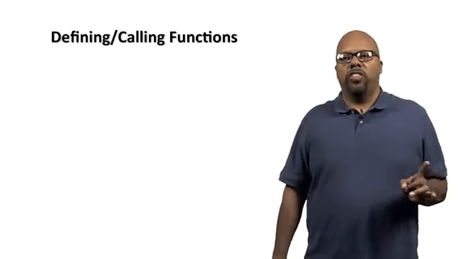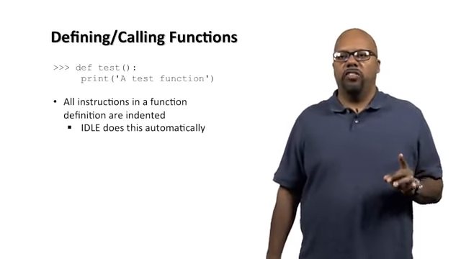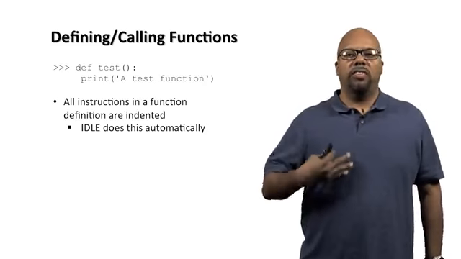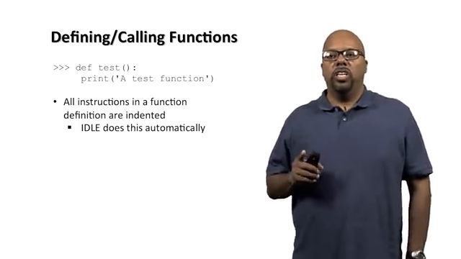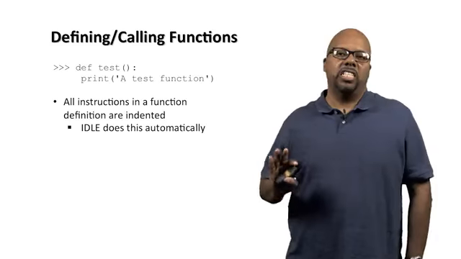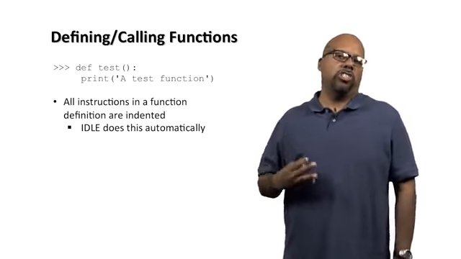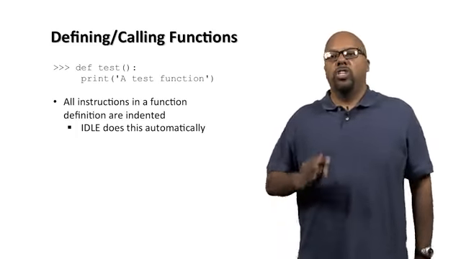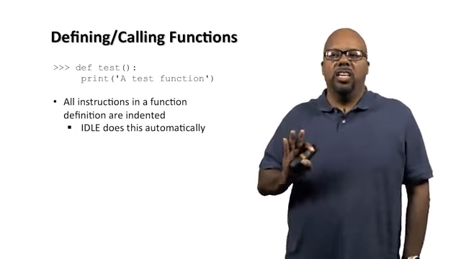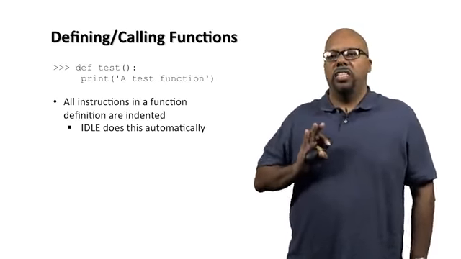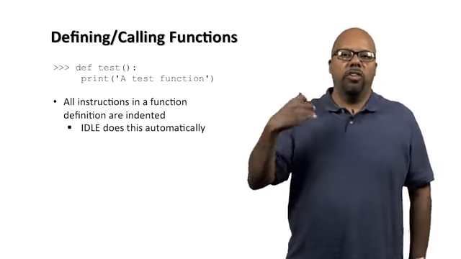Now, a few things about defining these functions. Here's my function definition. Every function has to have a definition before you can invoke it and call it. Inside a function, all the instructions are indented, and this is really important. If you don't do proper indentation, Python will not understand the code. It will not run. So notice that print statement is indented after the def. Since it's indented, the interpreter knows this print statement is part of this function.